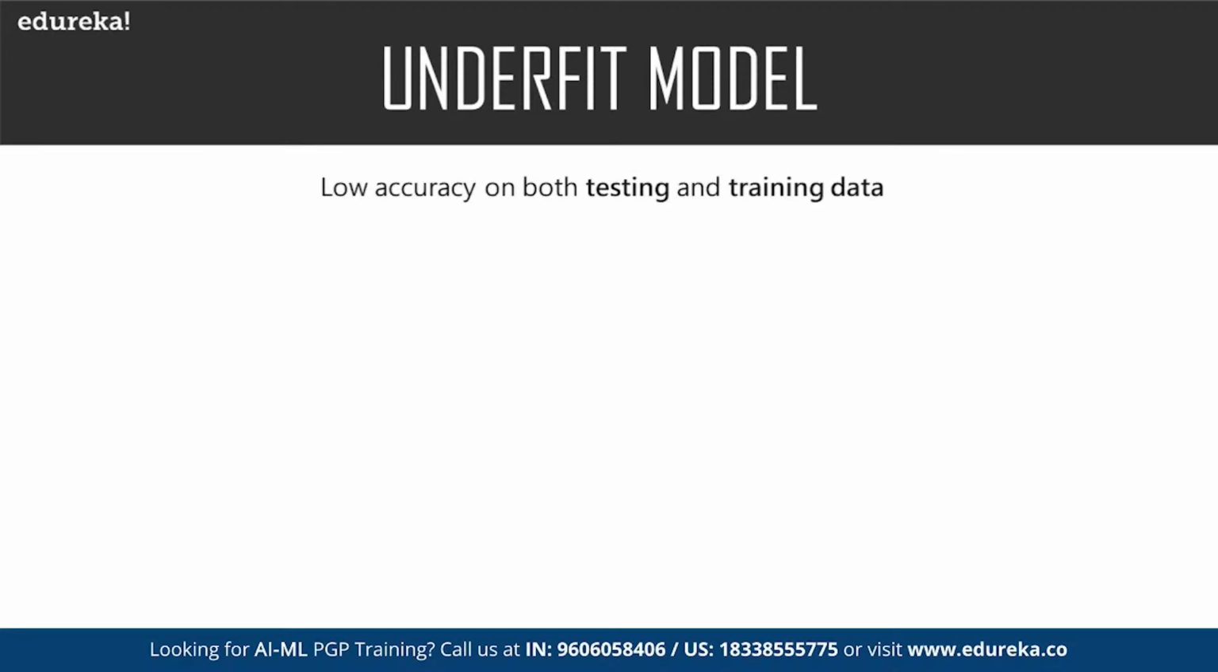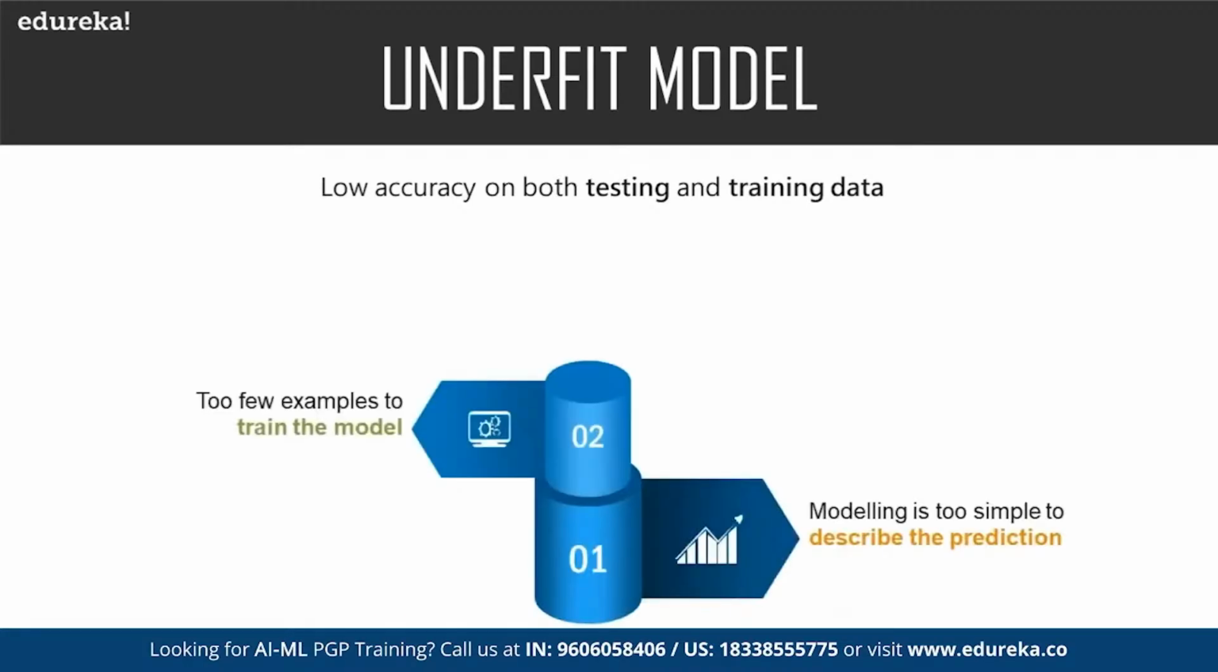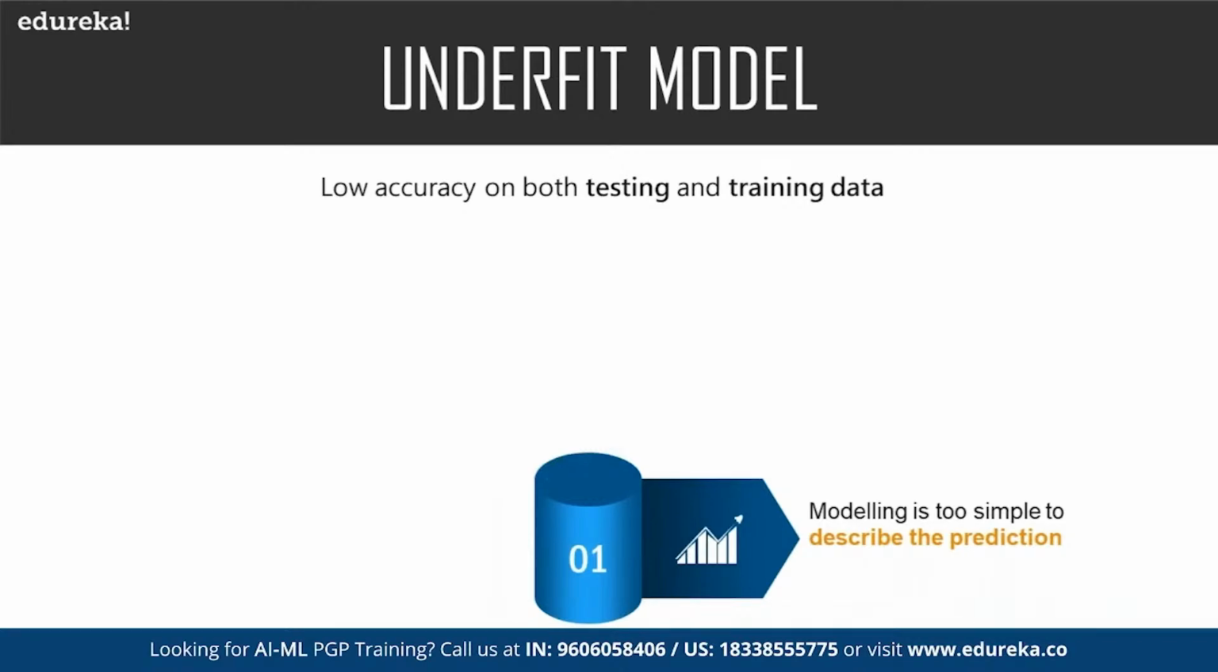Coming to the underfit model, let's see why we get such an underfit model. When we see underfit or overfit, it is again the trade-off between bias and variance. What happens is the model becomes too simple to describe the predictions. Of course, underfitting models give us low accuracy, because we do it on both testing and training data. No, we should not do that actually.